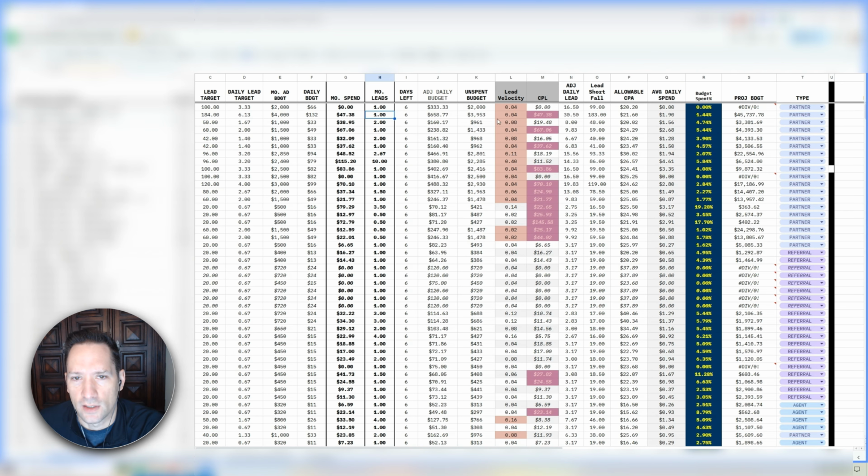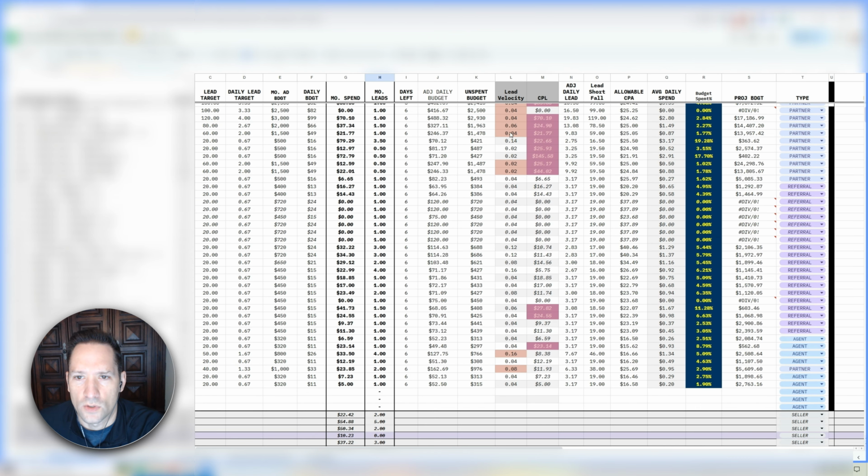So then we could calculate a cost per lead, and in here you can see that I set up conditions so that when the cost per lead went over what our target was, we would be able to change that. Also, in some cases, the accounts didn't spend. So immediately I needed a check to see what was the average spend, what was the budget spent, and what was the allowable cost per lead in that situation based on the target.